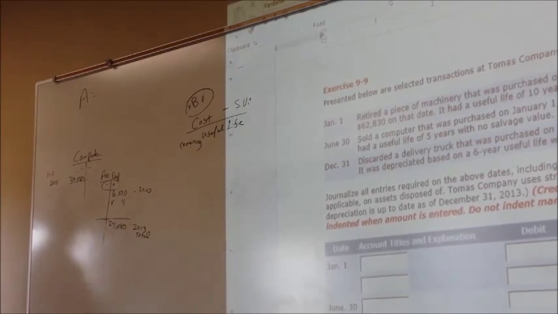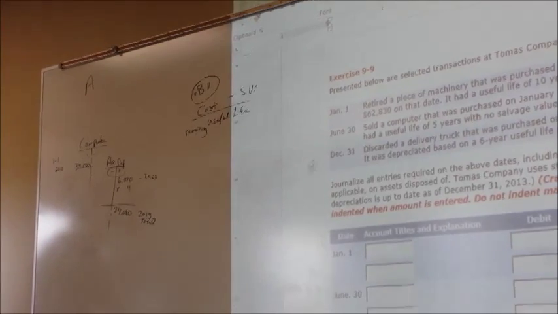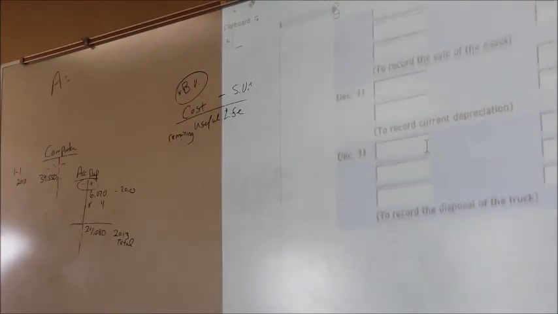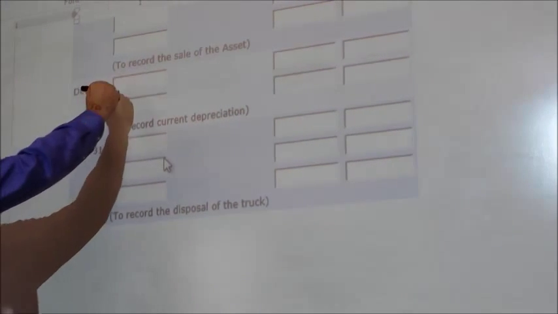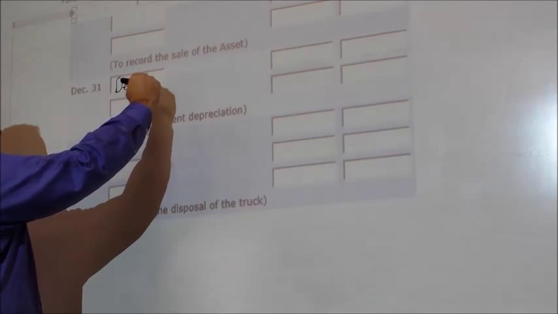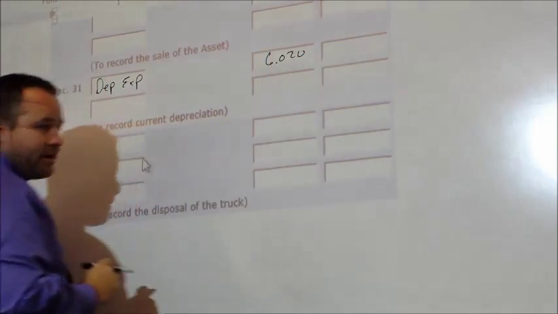Now all I got to do is do this year's depreciation because I had it the entire year. We're in December. So I would need to do my depreciation entry for another $6,020. I had it the entire year.